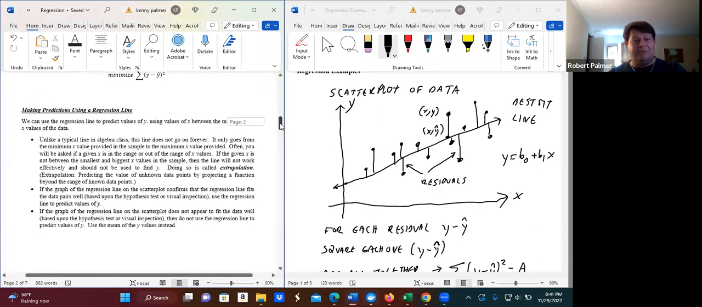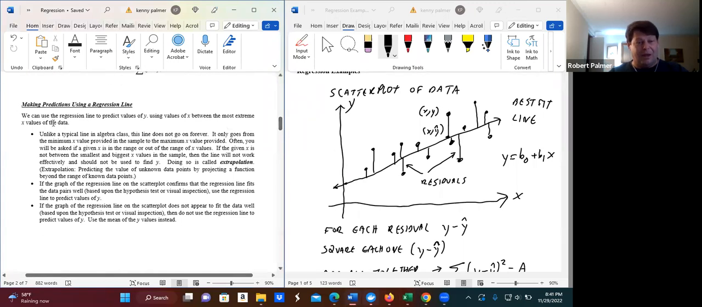So what we're going to do then, so I'm making predictions in the regression line, is say a few things. Let me just read this. Unlike a typical line in algebra class, this line does not go on forever. We can draw it forever, but at the same time, going on forever doesn't help. It only goes from the minimum x value provided in the sample to the maximum x value provided.